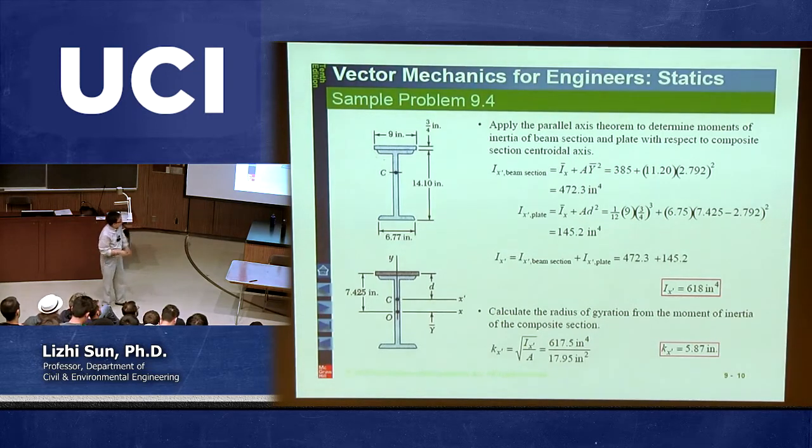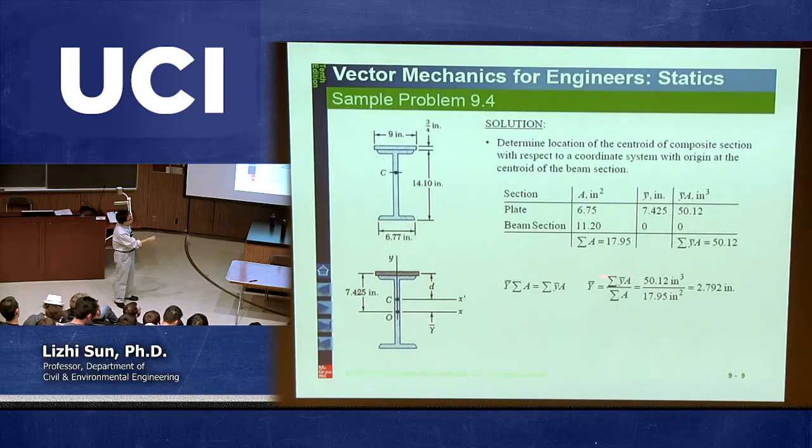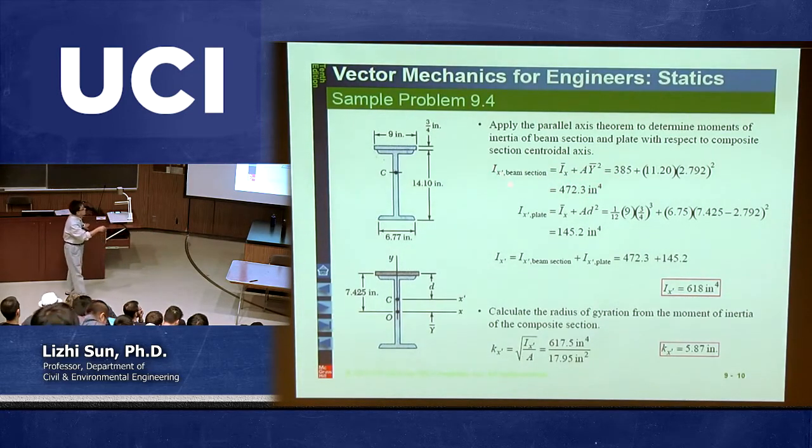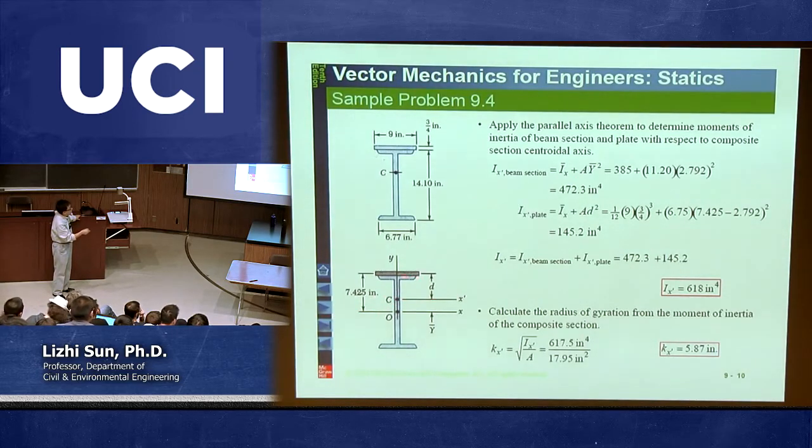What is D? D is the distance between these two parallel axes. We just calculate from here to here. That is our capital Y bar, which is 2.792. So then 2.792 squared. Add them together, which is equal to 470 something. This one is the moment of inertia with respect to x prime for the second part only, for W14/38. Any questions?